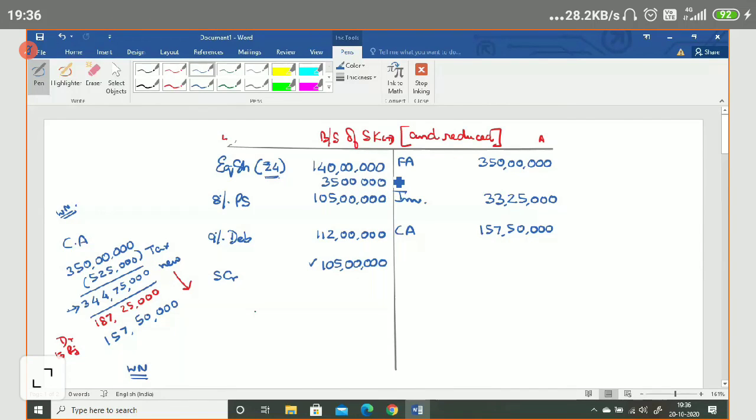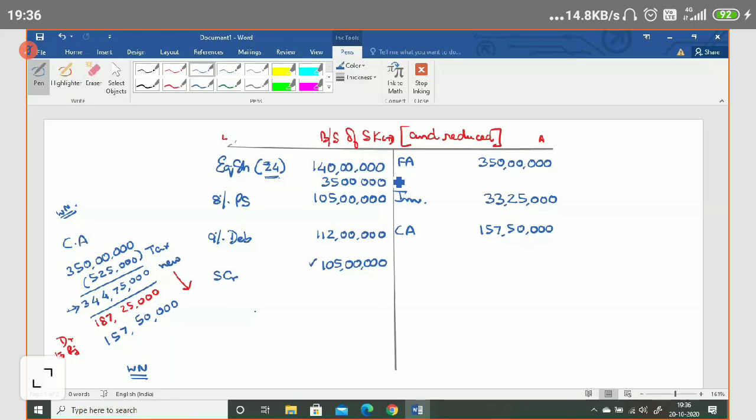Okay, now I think all the adjustments are over. Before we close the balance sheet, let us see all the items we have taken in the balance sheet. On the asset side: fixed assets, investment, current assets. It's over. Liability side: equity share, cumulative preference, sundry creditors, provision. Over.